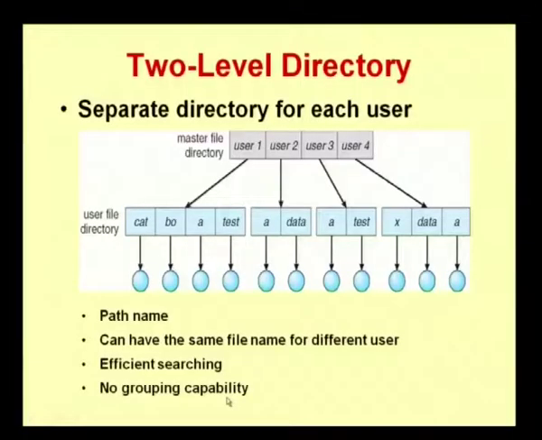So that is the advantage of using a two level directory. The other advantages are, we have a path name, we have efficient searching, we have the same file name for different users, and there is no grouping capability.